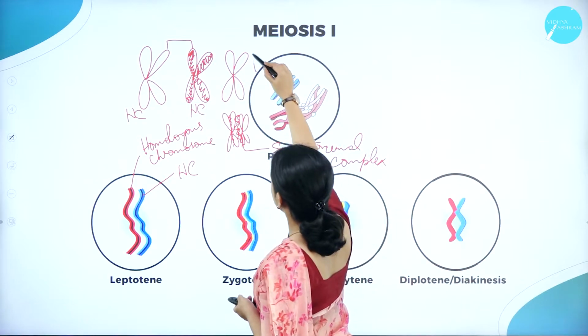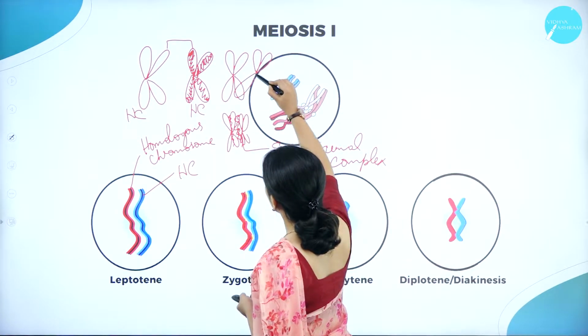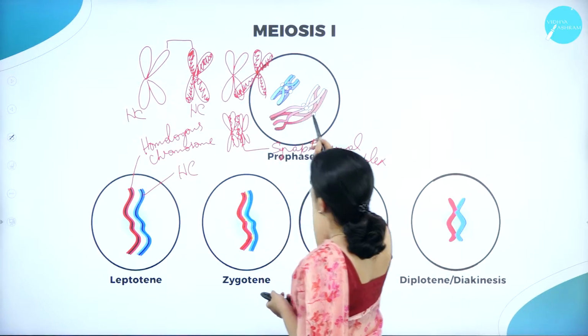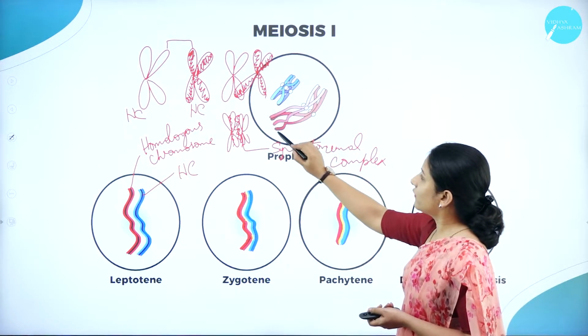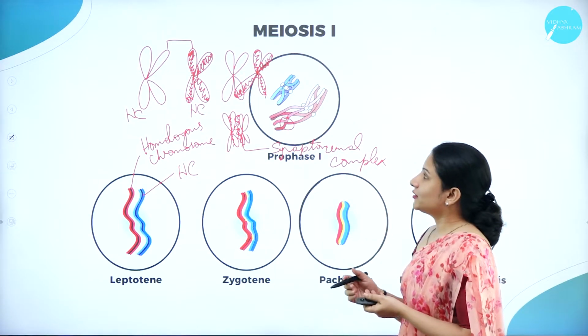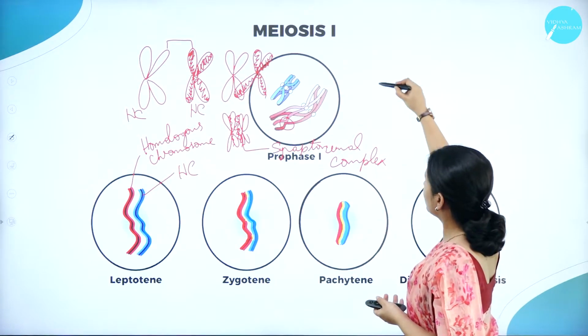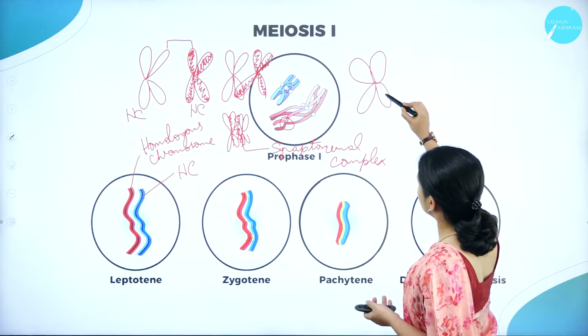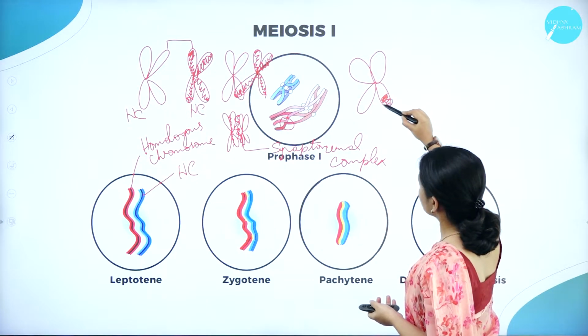Here what happens is a crossing over will occur. You can clearly see here the crossing over occurring between the non-sister chromatids. So crossing over will occur. When crossing over occurs, what happens? It results in the formation of recombinants. So the genes get exchanged like this.